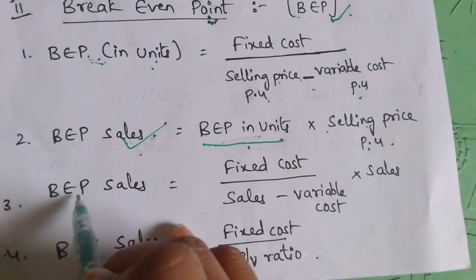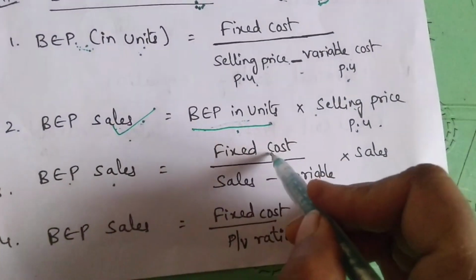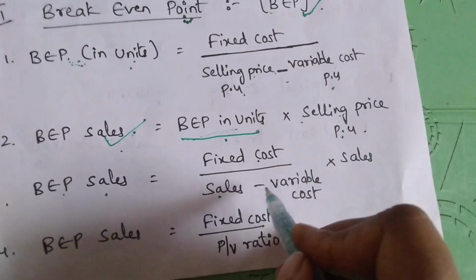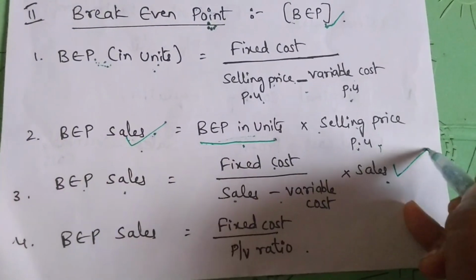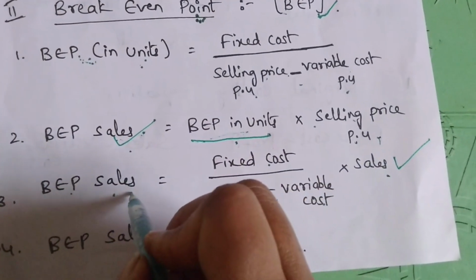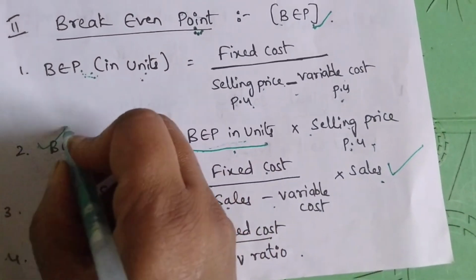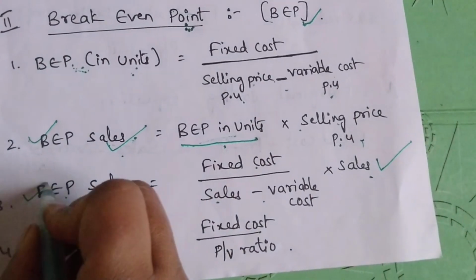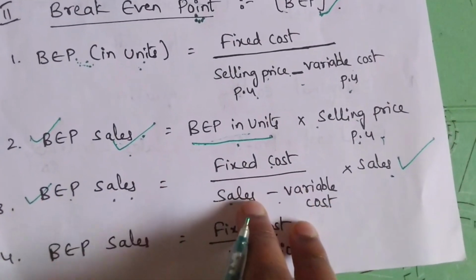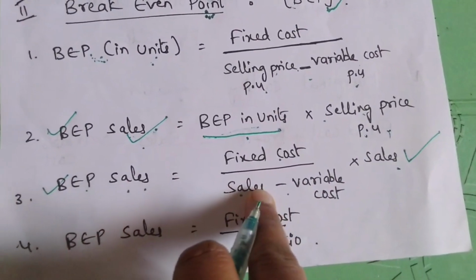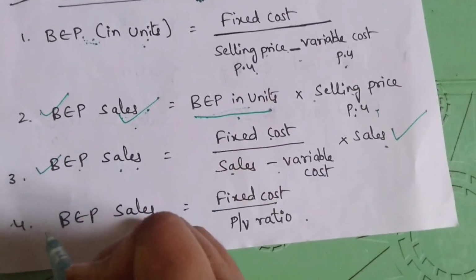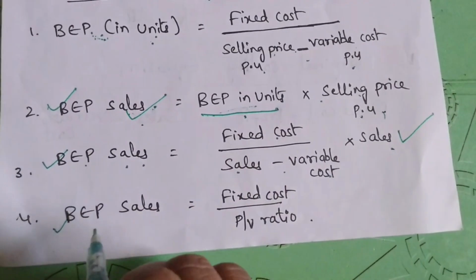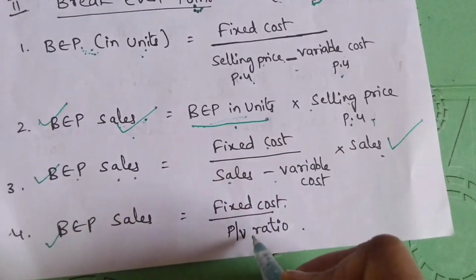And the next one is BEP sales is equal to fixed cost divided by sales minus variable cost into sales. So this is another formula for finding out BEP sales. We can find out BEP sales with this formula, and we can find out BEP sales with the other formula. So depending upon the information in the question, we have to adopt any one formula which is suitable for the question. Next, come to the fourth formula, that is BEP sales is equal to fixed cost by PV ratio.